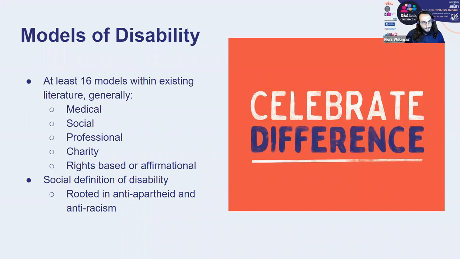However, throughout this webinar, we're going to be using the social model of disability. The social model of disability, in a simple sentence, is that we are disabled by society and the design of society through inaccessibility that disables us. So it's the barriers that we face that are the disabling part of our disabled identity, rather than our individual impairments or conditions. There are criticisms of that model, and that is why there are so many that have been suggested, such as the rights-based model or the affirmational model.